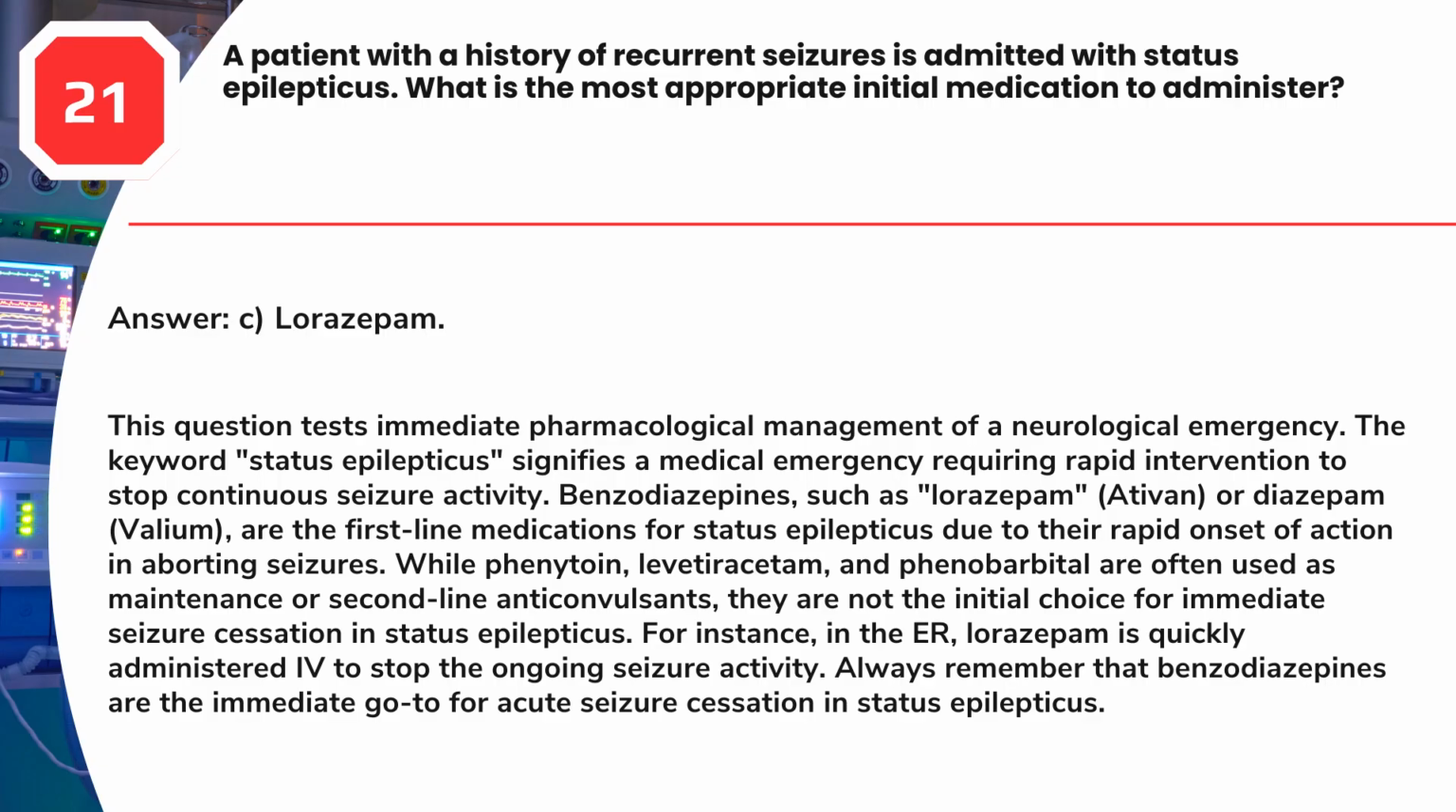While phenytoin, levetiracetam, and phenobarbital are often used as maintenance or second-line anticonvulsants, they are not the initial choice for immediate seizure cessation in status epilepticus. For instance, in the ER, lorazepam is quickly administered to stop the ongoing seizure activity. Always remember that benzodiazepines are the immediate go-to for acute seizure cessation in status epilepticus.